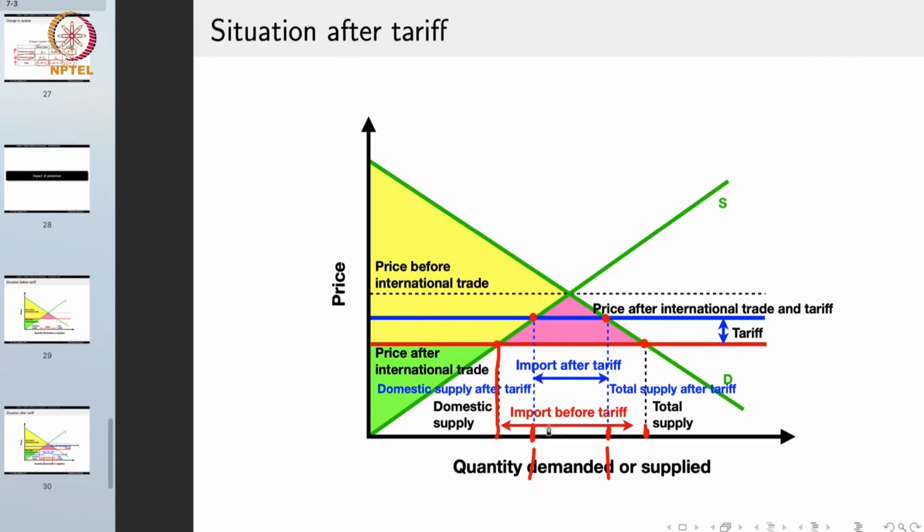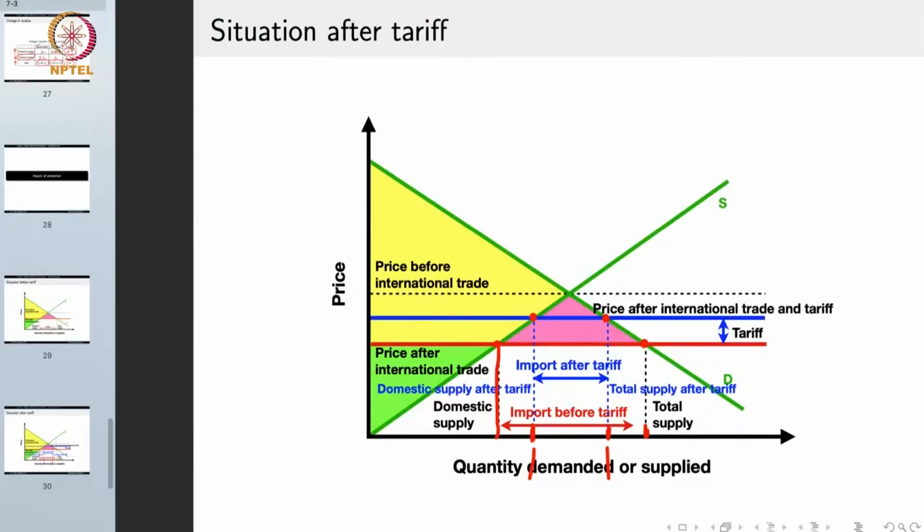So earlier the import was this much, the red arrow line, and the new import is this much. So what is happening is that the country has now reduced the total amount of imports. Now a reduction in the total amount of imports would also mean that the domestic suppliers or the domestic producers are able to supply more, but at the same time we are now using less foreign exchange to pay for goods that are manufactured outside. So we are even saving on our foreign exchange. So this is the situation after the tariff.